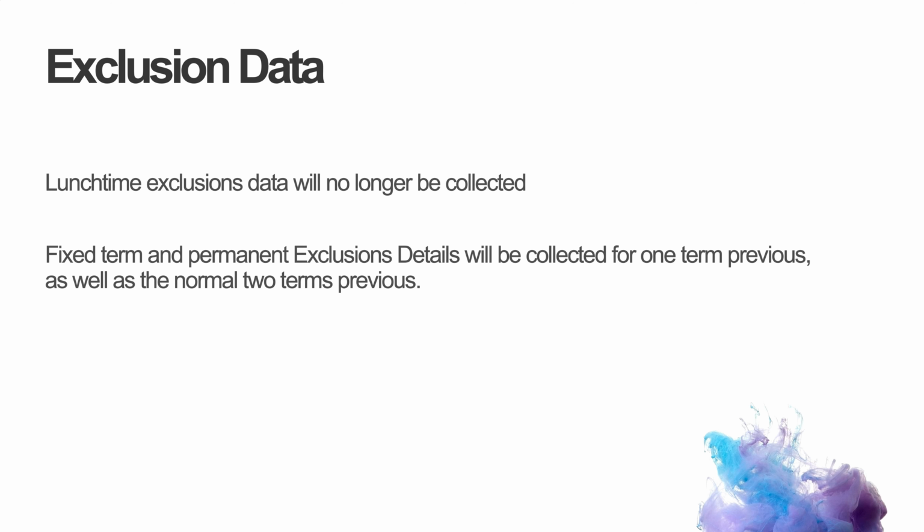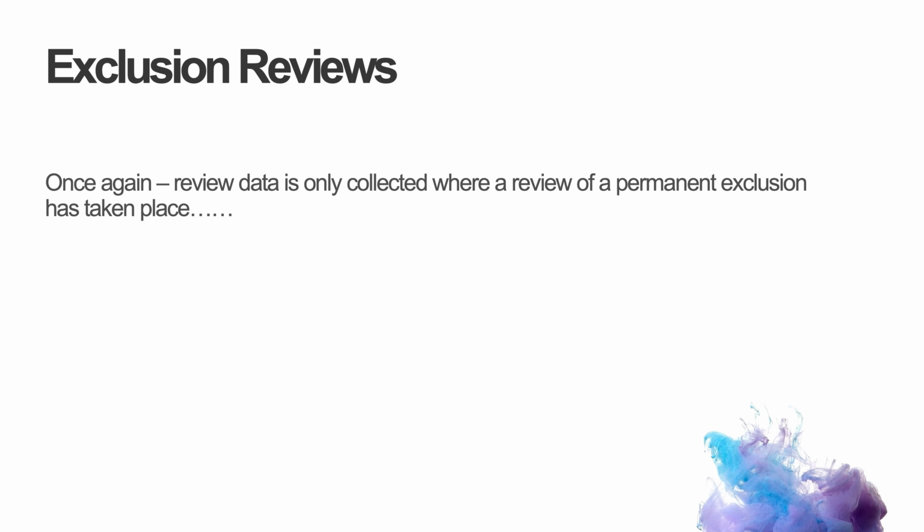Lunchtime exclusions data will no longer be collected, so no lunchtime exclusion data will be collected on the autumn return or any time forward. We're simply talking about fixed term and permanent exclusion details being collected for one term previous as well as the normal 2 terms previous. Simply put, that means the autumn return will collect information for exclusions during the spring and the summer term this time, and then from the spring return onwards, only one term in arrears will be collected. Once again, this review data is only collected where a review of a permanent exclusion has taken place.